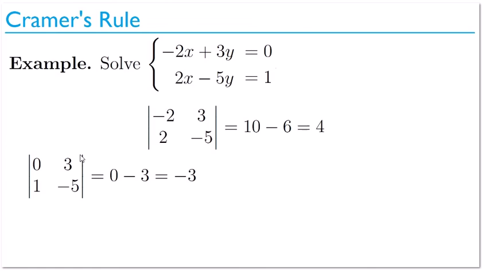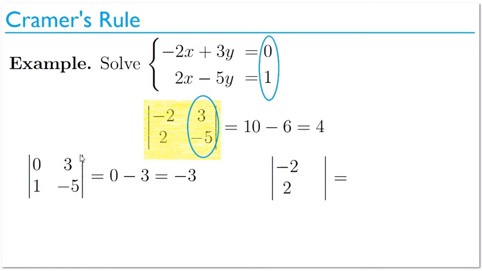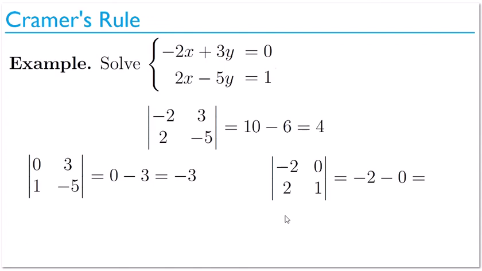For the numerator of y, we replace column 2 of the coefficient matrix by 0, 1. And then let's get the determinant. We have negative 2 times 1 minus 2 times 0. So we have negative 2 minus 0. Therefore, we have negative 2.